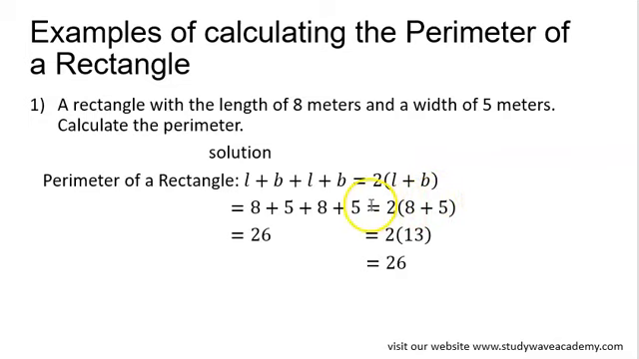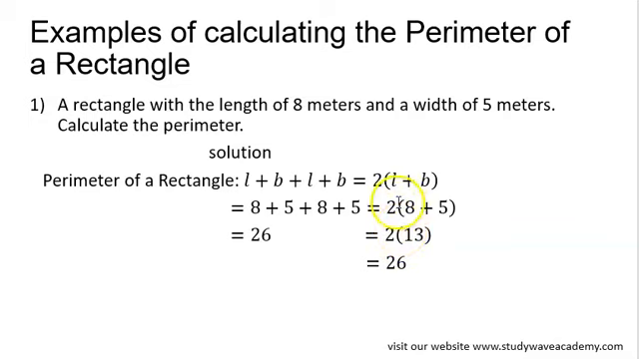Now the next step is to add our numbers together. Okay, we have 8 plus 5 plus 8 plus 5. When we add our numbers together, our answer is going to be what? 26. Or we can do this other pattern where we have our brackets here, we multiply to open the bracket, right? Good. These brackets represent multiplication, right?